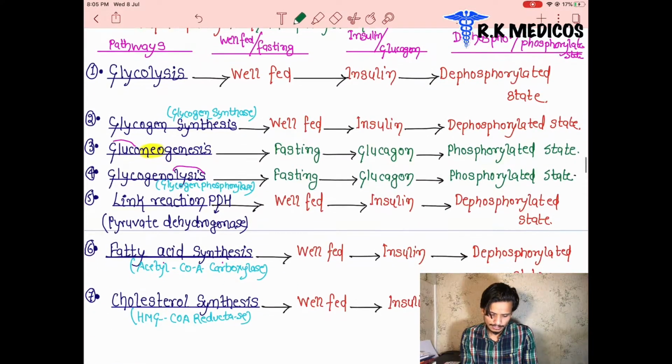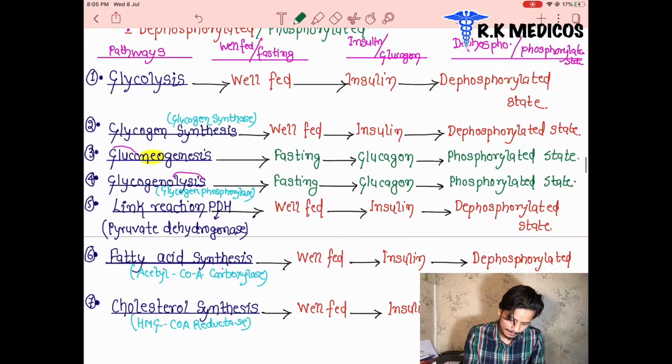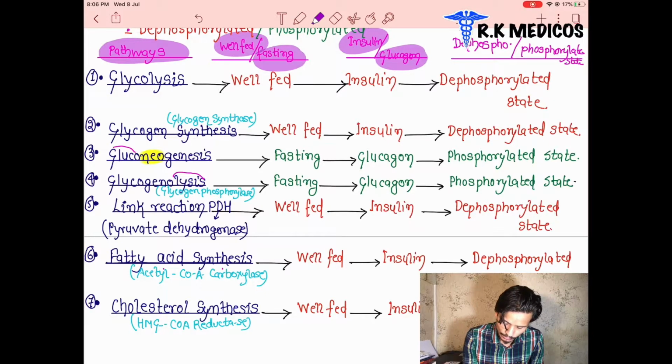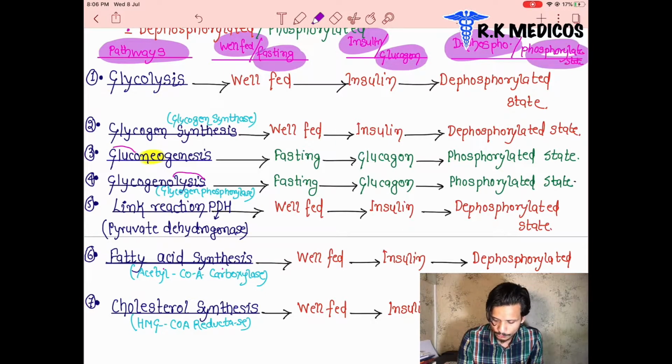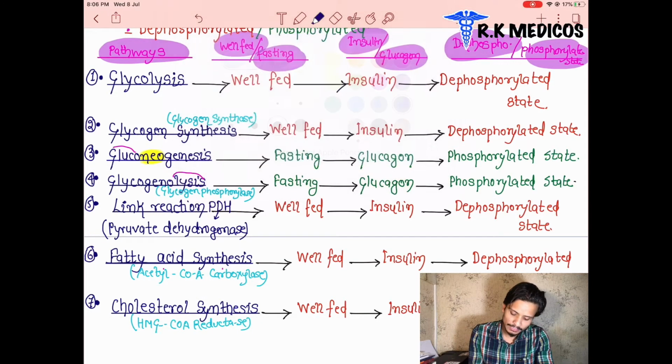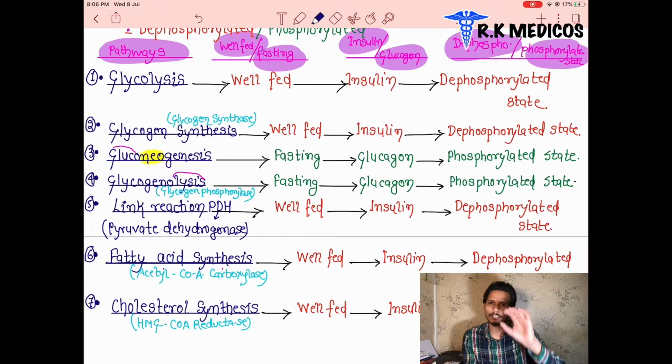Next point, we can see the pathways. Here are the pathways. These are the well fed or fasting state, whether insulin or glucagon is used, and whether phosphorylation or dephosphorylation of the enzyme happens. We can see in this state, suppose the metabolic pathway is glycolysis. What happens in glycolysis? Glucose is broken down into two simpler molecules of pyruvate. Glucose breaks down in different steps, and after that the product is pyruvate.